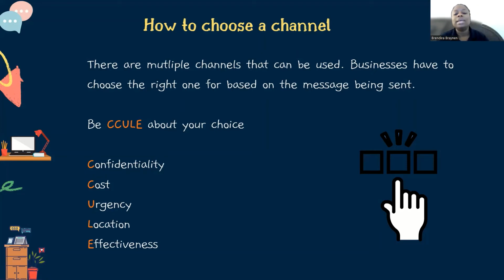Urgency, how quickly do we need to get this message passed on? Because of course, I may not want to use social media depending on what the message is, because how do I know the person I'm trying to reach is on their social media? I don't know. And so sometimes it may be better to pick up the phone and have a phone call because that will tell me if the person is available and it'll most likely allow me to get the person as quick as possible.